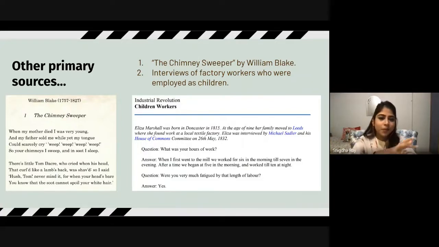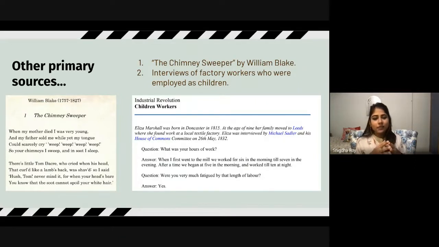Now, this poem specifically talks about the life of a young child who was employed as a chimney sweeper during that time. Now, since chimneys were narrow and only a child would have a body small enough to go up the chimney to clean it, little children were employed during the industrial times for this specific purpose, and extremely harmful and extremely detrimental to the children's health because of the soot that would clog their lungs.